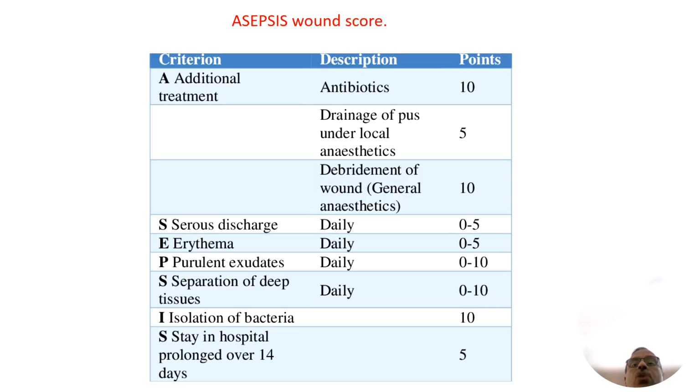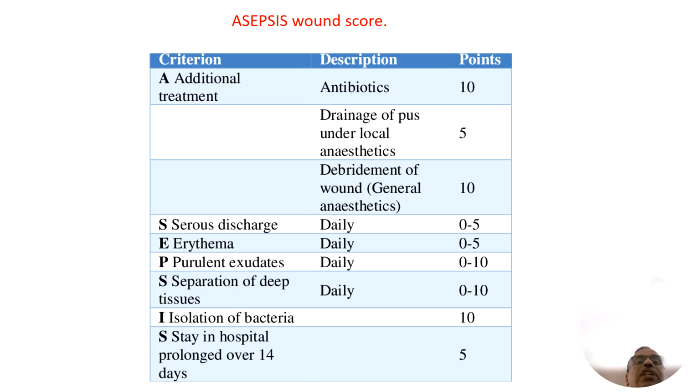Now, there is a wound scoring system which is known as the ASEPSIS wound score. ASEPSIS is a mnemonic for additional treatment, serous discharge, erythema, purulent exudate, separation of deep tissues, isolation of bacteria, and stay in hospital prolonged over 14 days. So these are the criteria which are used, and for these criteria, points are given.